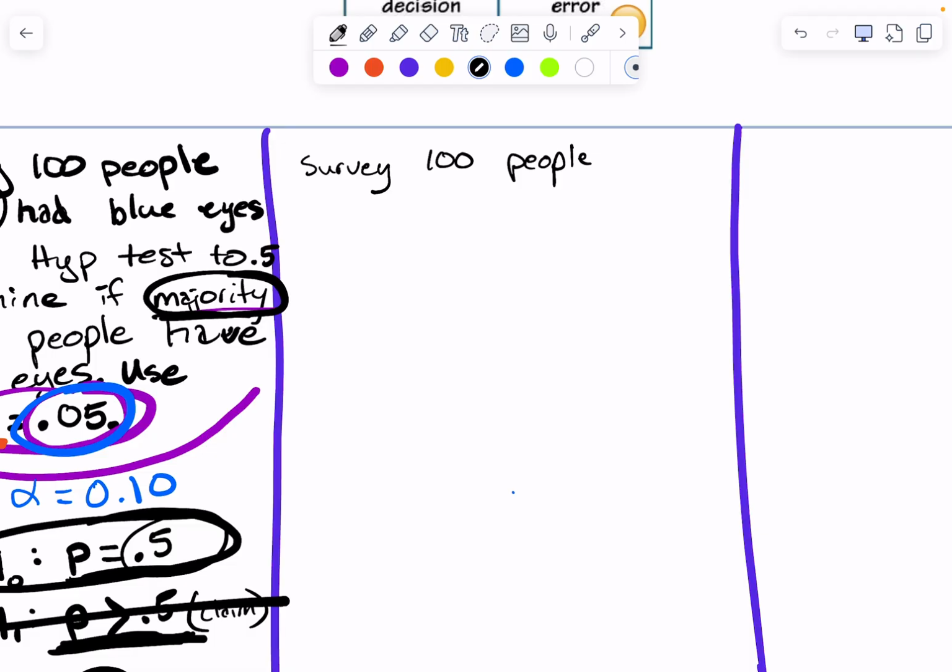Turn the prom paperwork in. Survey 100 people. 27 turned in prom paperwork. Well, I was going to turn mine in. I'm just kidding. It's fine. 27 out of the 100 turned in prom paperwork.